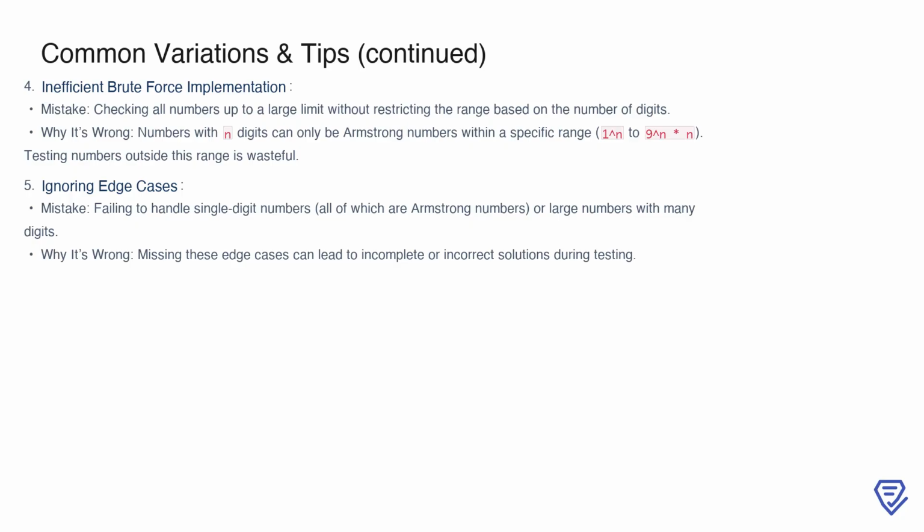Another area to watch for is edge cases. Single-digit numbers, for instance, are all Armstrong numbers by definition, but they are sometimes overlooked. Similarly, failing to account for large numbers with many digits can lead to incomplete testing. It's critical to handle these edge cases carefully to ensure your solution is robust and accurate.